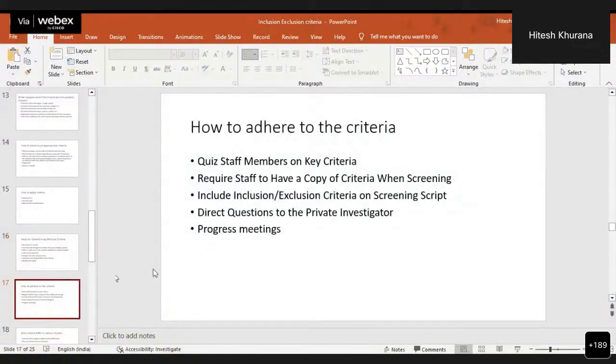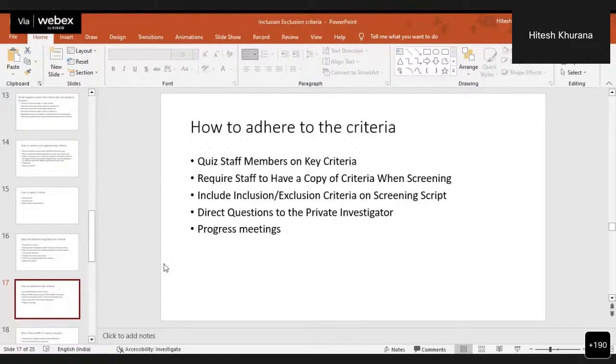How to adhere to this particular criteria? Different team members are there. From time to time we can ask them what our inclusion and exclusion criteria are. If they are able to answer well, it is okay. Otherwise, they should be trained. We can also give the documents to the staff who are in the field, so that the criteria are handy with them. They can tick and cross which criteria are fulfilled and which are not fulfilled.